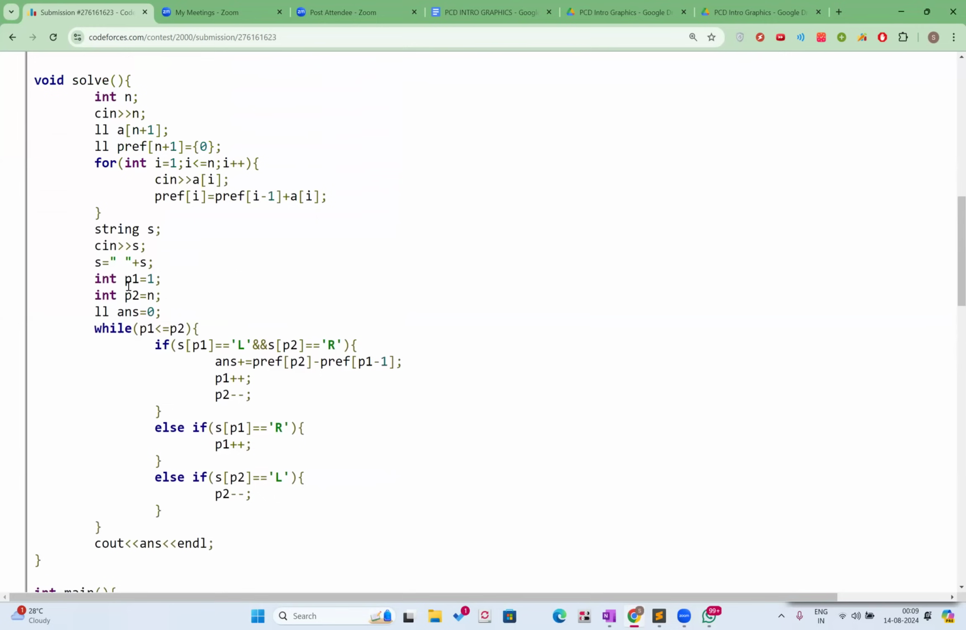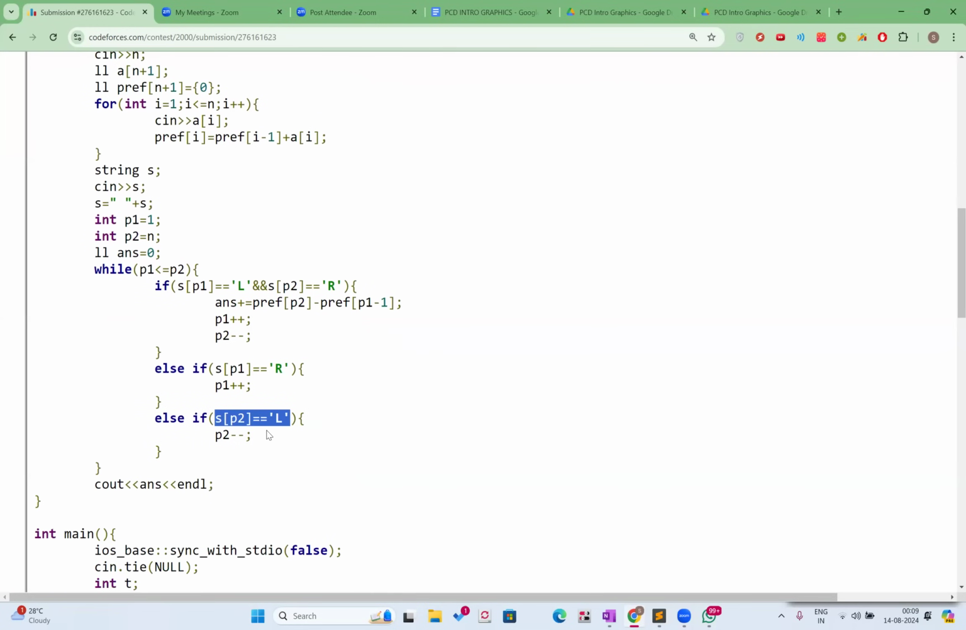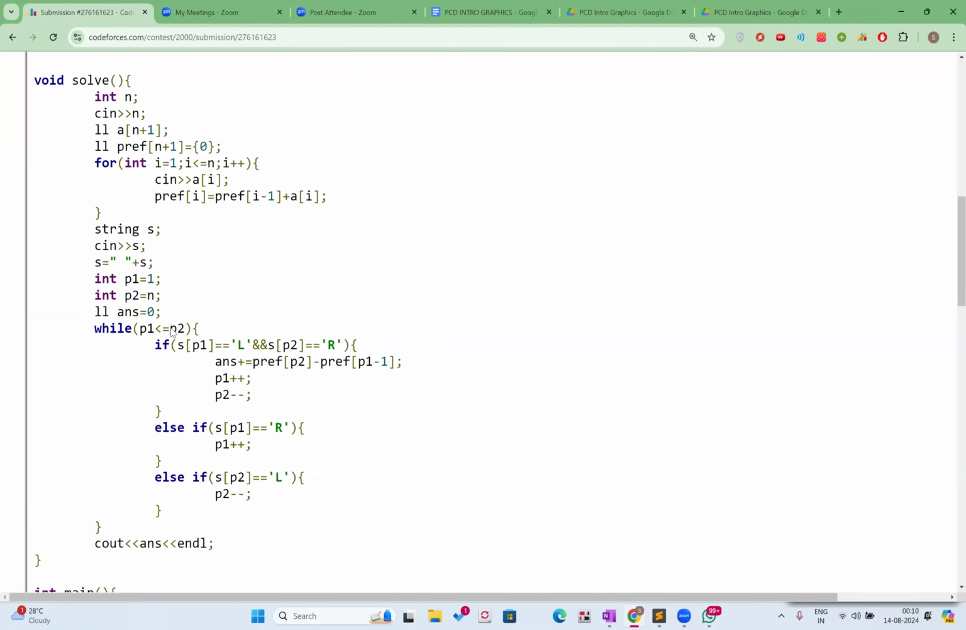It should be P1 less than P2, right? Equals is not required. Definitely, you're right. Because if equals is satisfied, then this condition is not satisfied, and neither of these conditions is satisfied. And in the next iteration, we'll just go into P1 less than P2. So yes, one loop will be skipped. Right, so basically, this will also work fine. P1 less than or equal to P2 will also work fine.